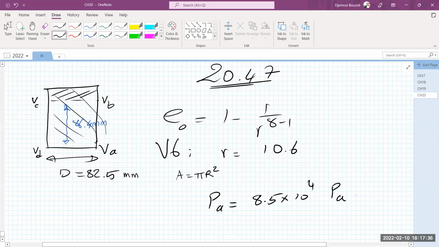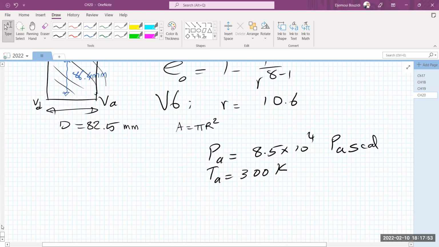This PA is in Pascal, okay? So let's make sure that we're at it. It doesn't mean that the pressure at point A. And the initial temperature is 300 Kelvin, so TA is 300 Kelvin. That's room temperature, which is the same as the outside air.